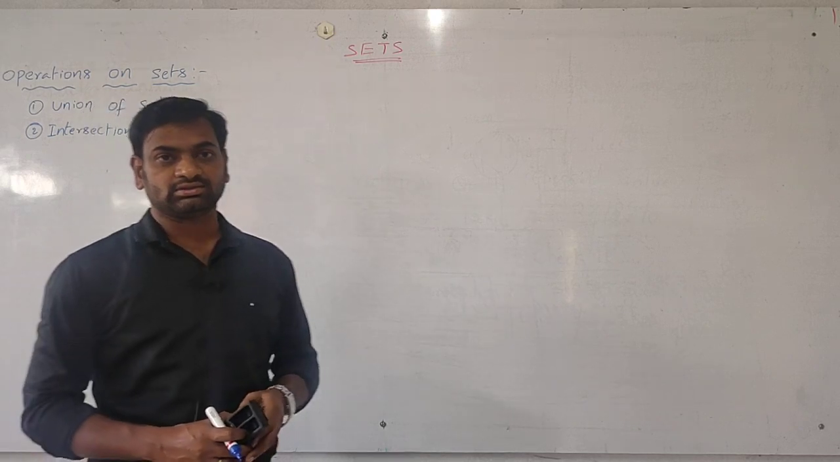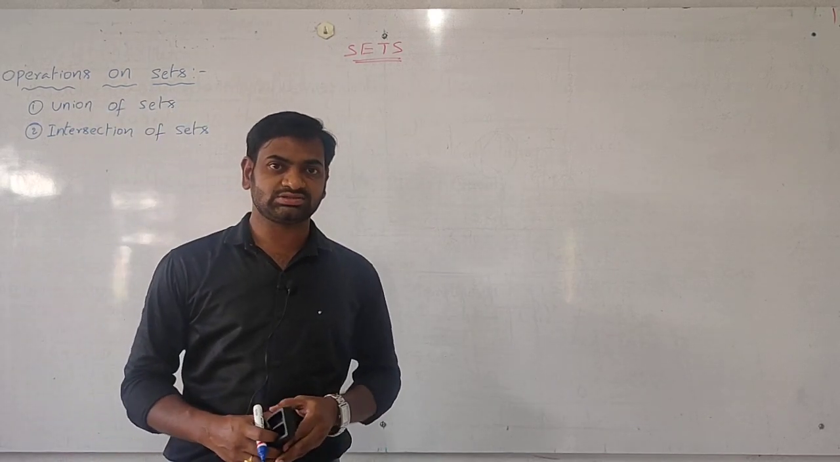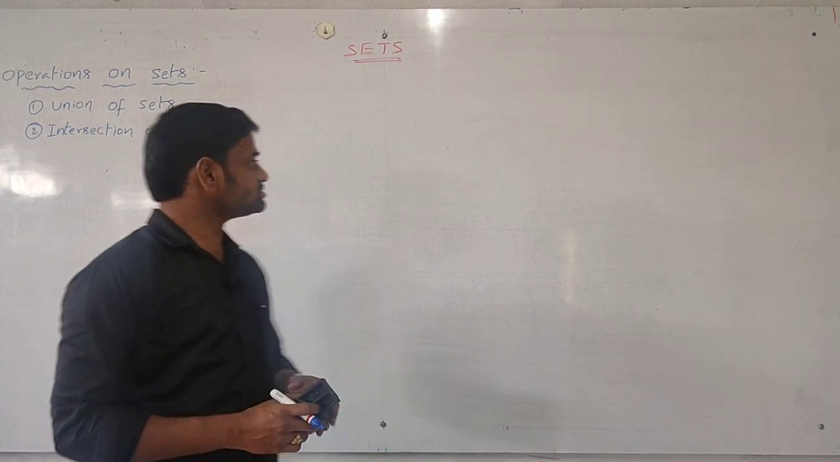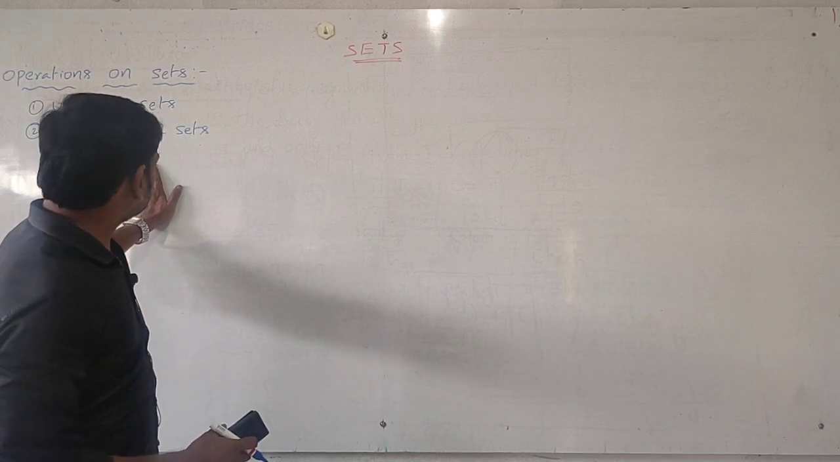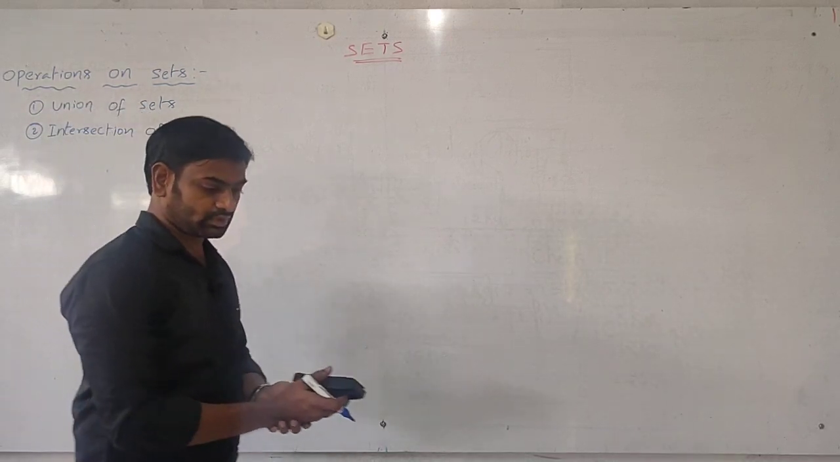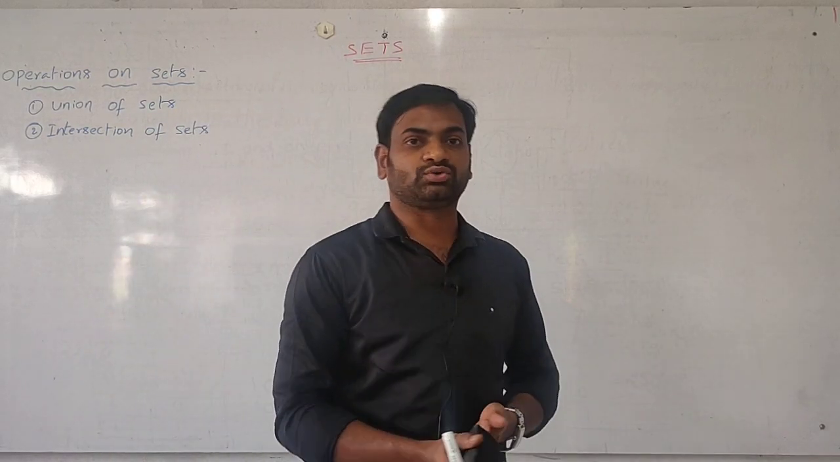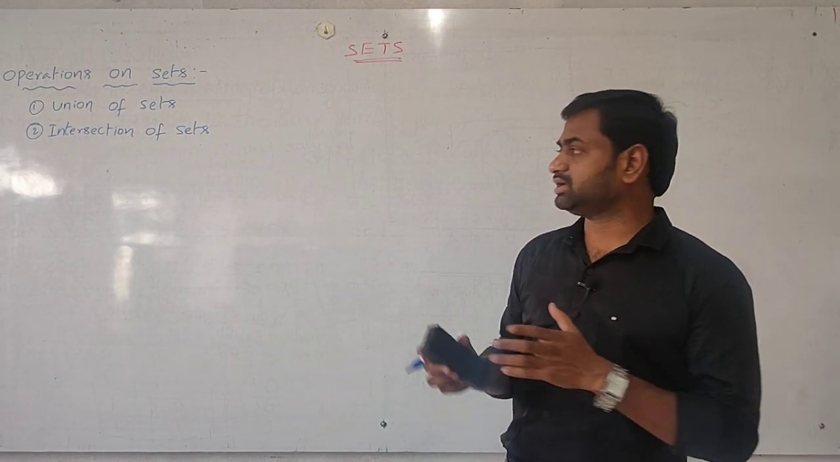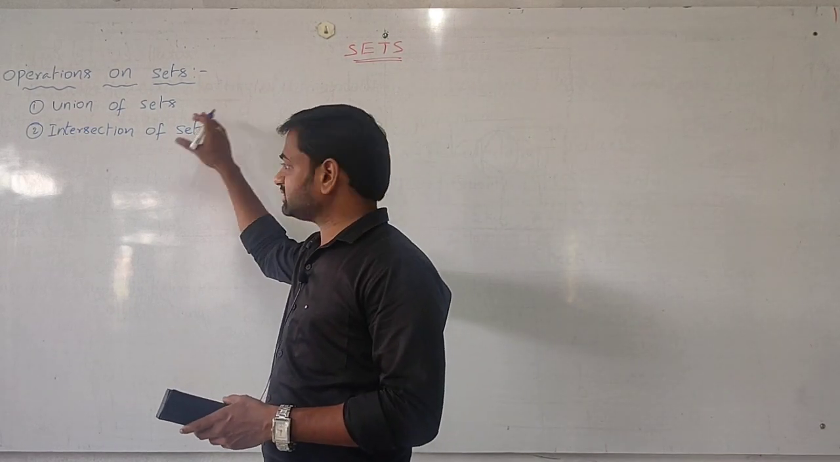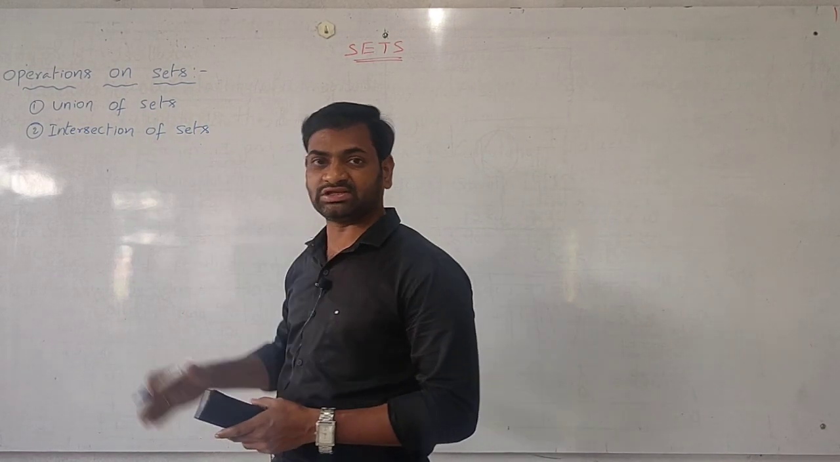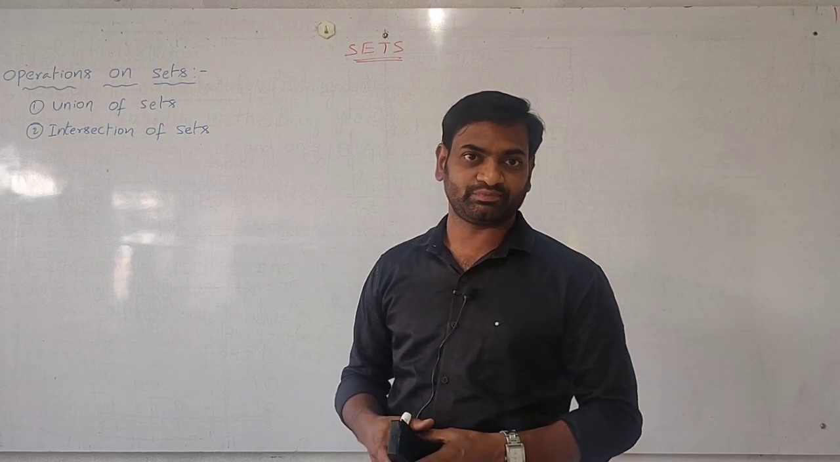Now we are dealing with the chapter sets. Today our topic is operations on sets. In the operations of two sets we can operate in two methods: the first is union of sets, and the second one is intersection of sets.